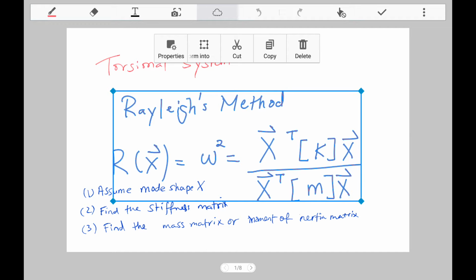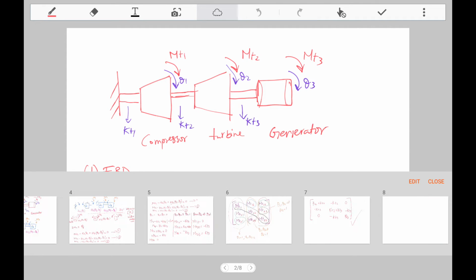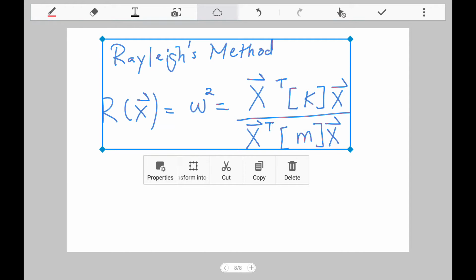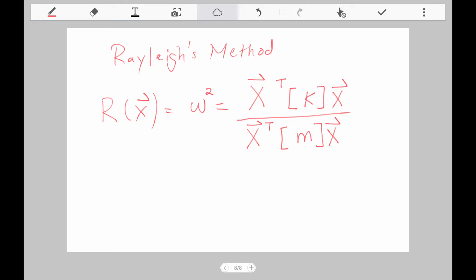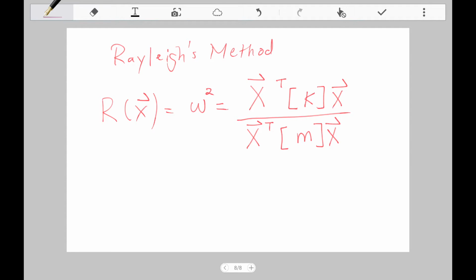So let's copy and paste this, and I'll show you really quickly how to use this formula. It's really easy and simple. All you need to know is basic matrix operations, and once you know how to do that, this will be a breeze. So omega squared is equal to, so x here, we've talked about this before in part 1. Assume the mode shape to be 1, 2, 3, and now it's just the transpose.